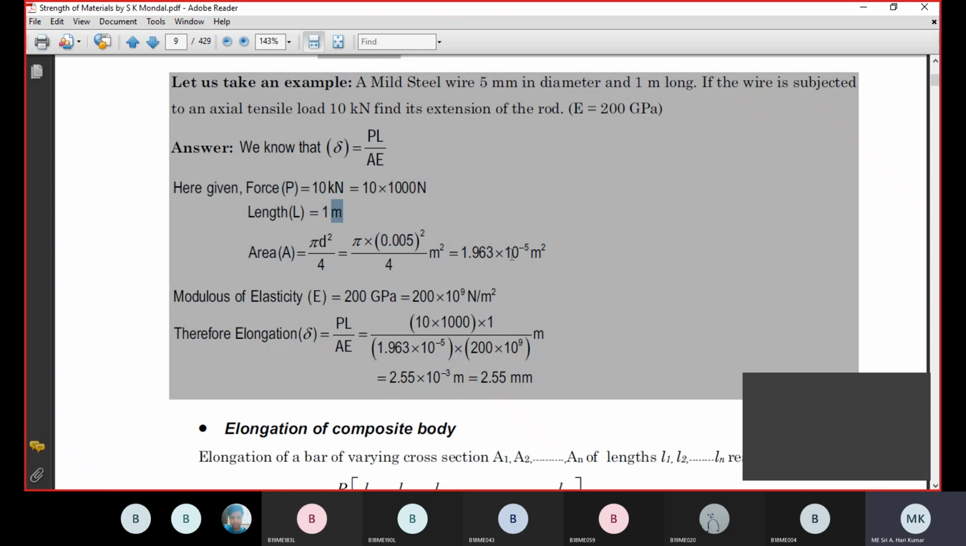When length is in meters, area is also taken in meters square. Modulus of elasticity is also converted into Newton per meter square. So everything is taken in meters. That is the minimum care that is to be taken always, because you will find 2.55 in the answers, and also 255.55. You will find both answers. Even when we work with wrong units, whatever answer we get, we'll find that answer in the options. So you should be very careful in maintaining the consistency in the units.